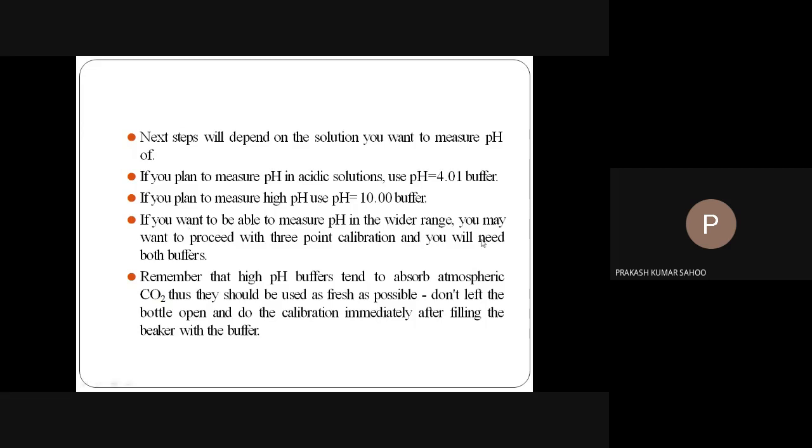If you have the information that it is an acidic solution, you should go for the 4.01 buffer solution for standardization. If you have a solution of alkaline or basic medium, you should use the 10.0 pH buffer. If you do not have the information whether the solution is acidic or basic, or you are confused after testing with litmus paper, which turns blue for alkaline or red for acid, or if you do not have any information, then you should calibrate the instrument in all three buffers, that is 4.01, 7 and 10.0.